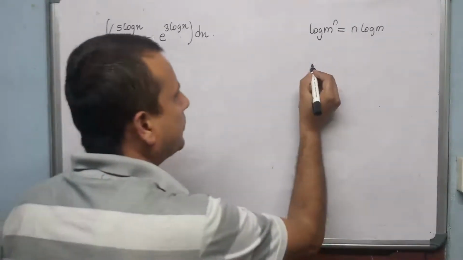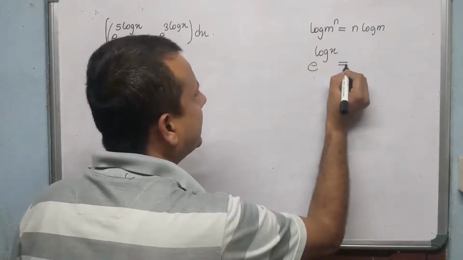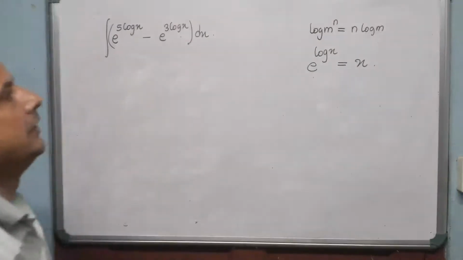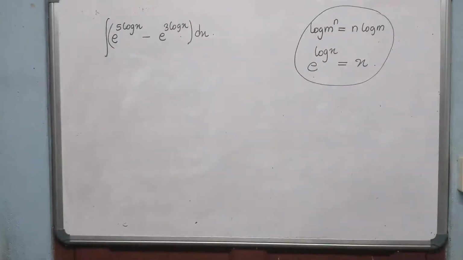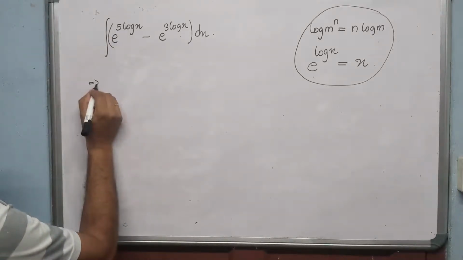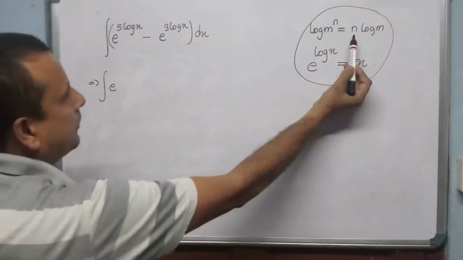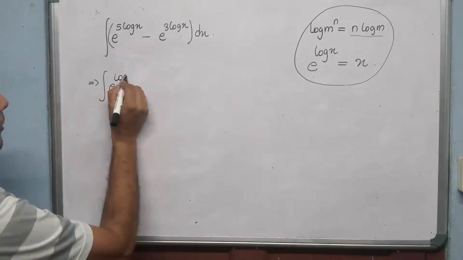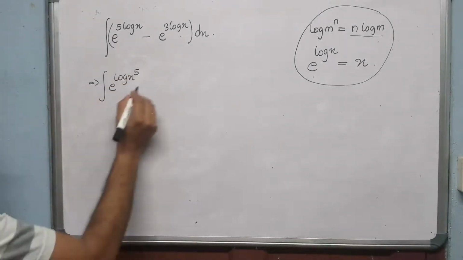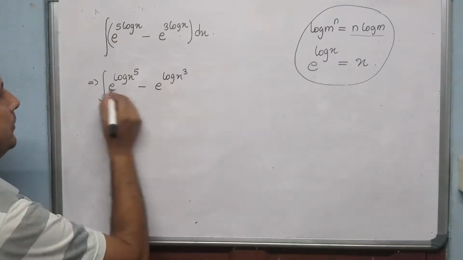And one more very important property of logarithm is e to the power log x is x. These two properties you have to remember for this question. Now, e to the power 5 log x, I'll use this property, since the given question is in the form n log m. 5 log x means I'll write log of x to the power 5, minus e to the power log x cubed, whole dx.